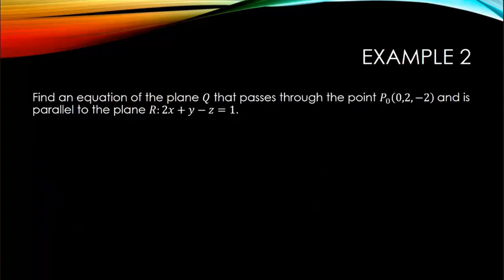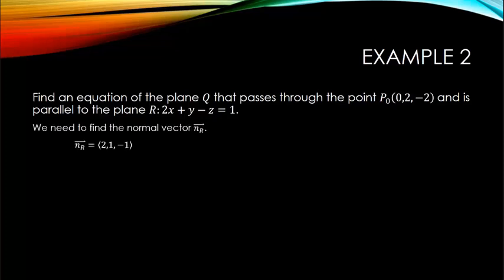Here's another example. I want to find an equation of the plane Q that passes through the point P sub 0 with coordinates 0, 2, -2, and is parallel to the plane R with the equation 2x plus y minus z is equal to 1. As always, when I'm talking about parallel or orthogonal planes, I first need to find the normal vector.